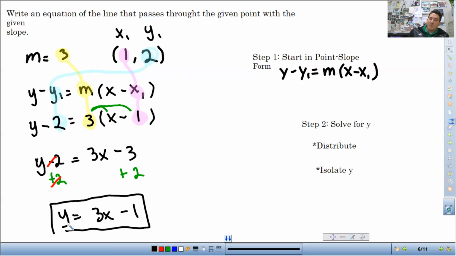So again, the steps. Start in point slope form: y minus y1 is equal to m times x minus x1. And then once it's in point slope form, solve for y. And there you have it in slope-intercept form. So let's do one more example of that.